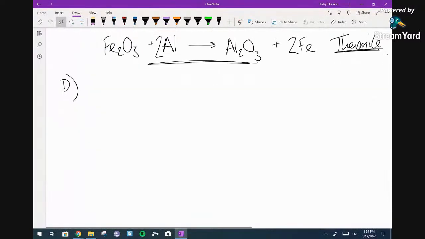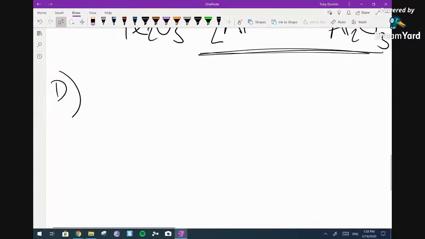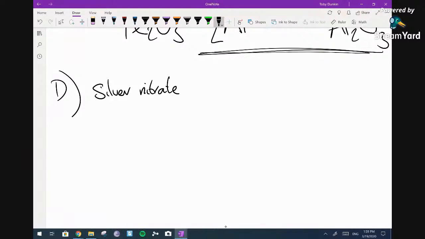So D, let's do something a bit more challenging that people won't recognize. So this was, let's do silver nitrate. Silver nitrate reacts with sodium chloride.